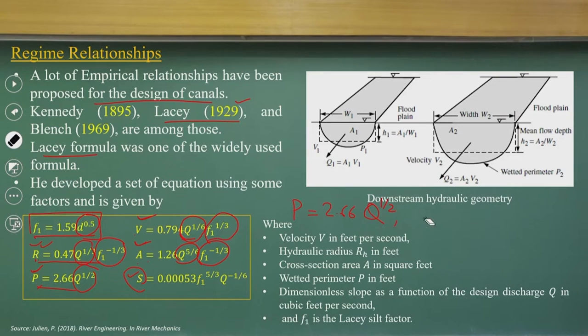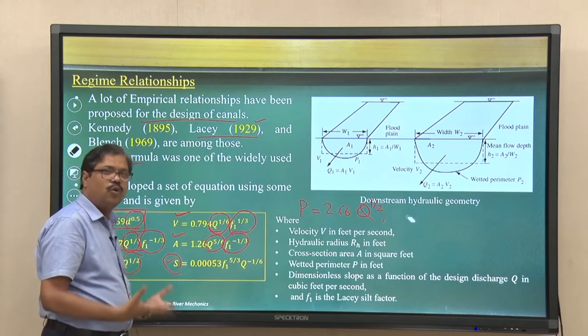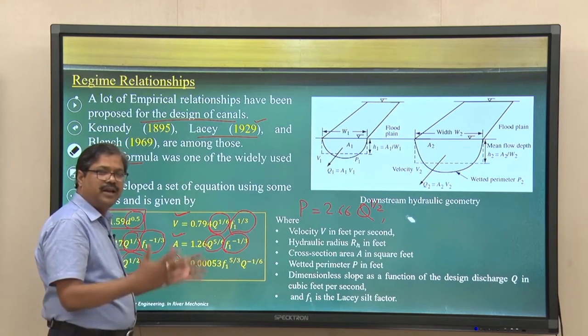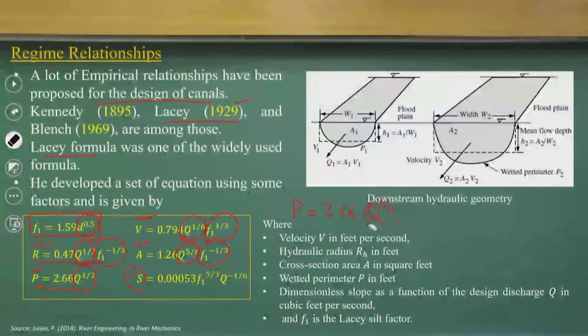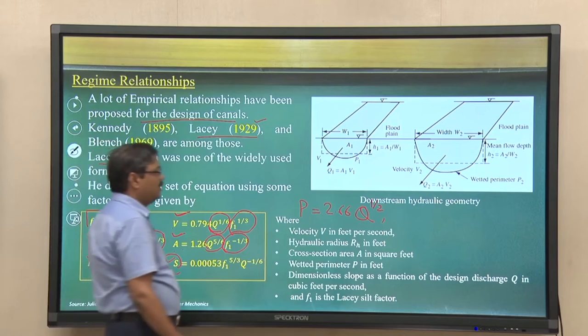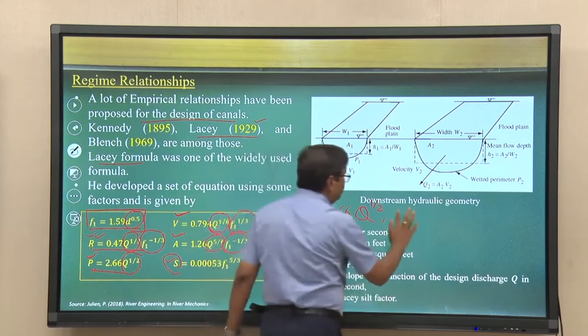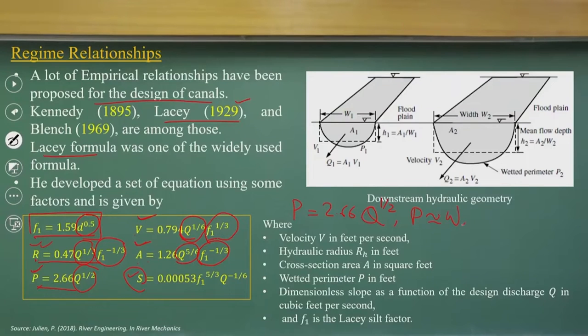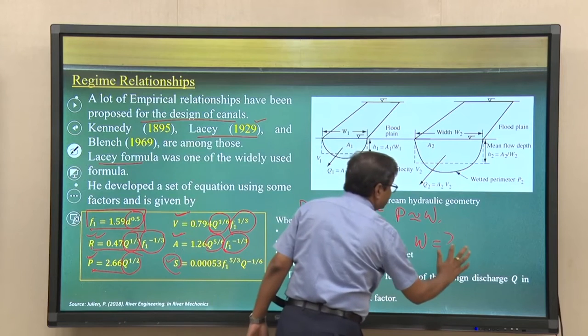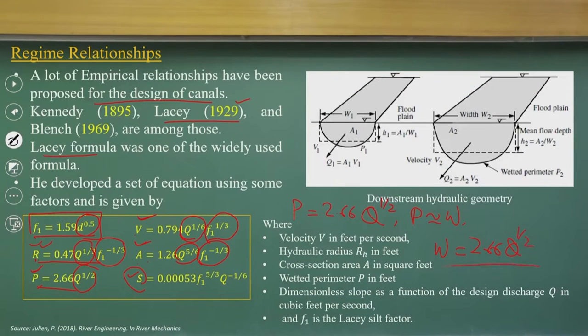It is very easy. If you look at this equation, we rewrite it: the weighted perimeter is equal to 2.66 times the square root of the discharge. So that means it depends only on the flow. The weighted perimeter of an equilibrium channel depends only on your discharge value. If it is a very wide river, P will be close to the width of the river. So for a wide river like the Brahmaputra or Ganges, the width is just a function of the discharge. That is all.